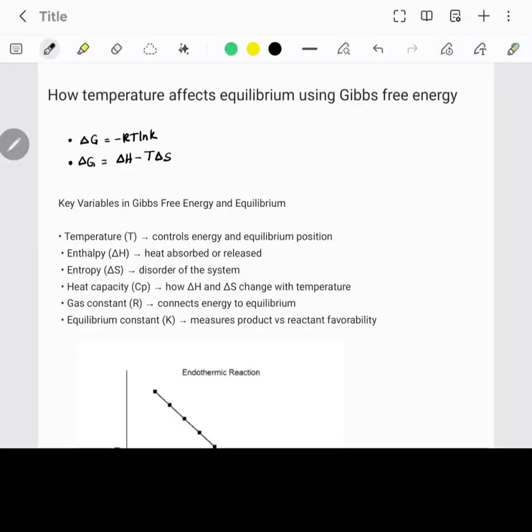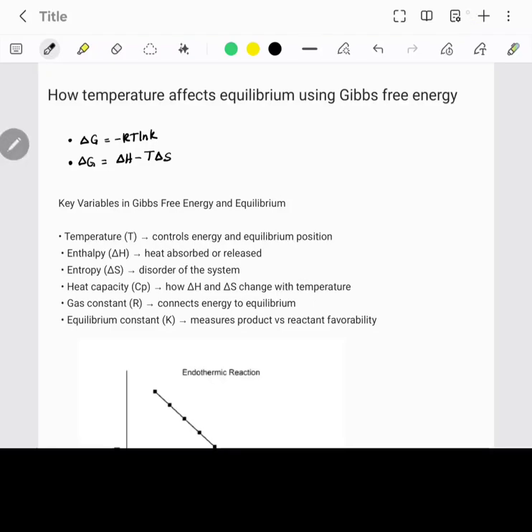The main idea behind this topic is the relationship between Gibbs free energy, delta G, and the equilibrium constant K. Gibbs free energy tells us whether a reaction is spontaneous. If delta G is negative, the reaction is spontaneous and favors products. If it is positive, the reaction favors reactants.